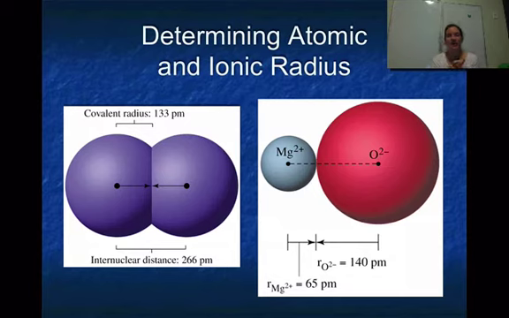They take a diatomic atom. A diatomic atom is when 2 atoms of the same element are bonded, like if you have 2 chlorines bonded, or 2 oxygens bonded, or 2 hydrogens bonded. They take those diatomic atoms, they figure out the distance between the 2 nuclei, and then they halve it, and that would be the radius.